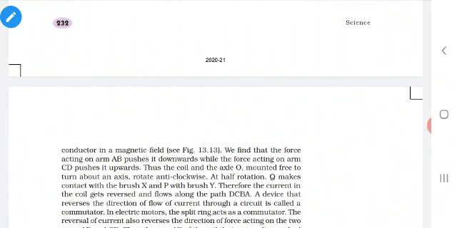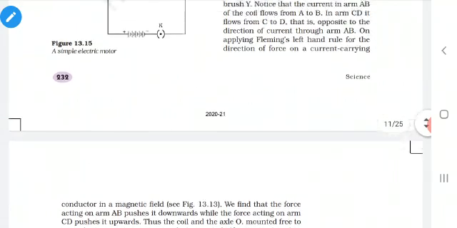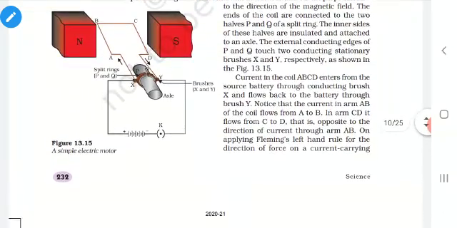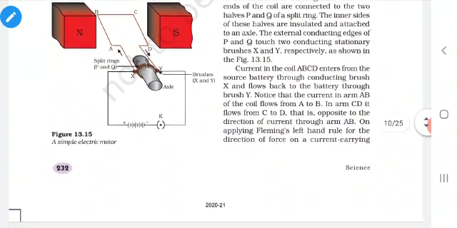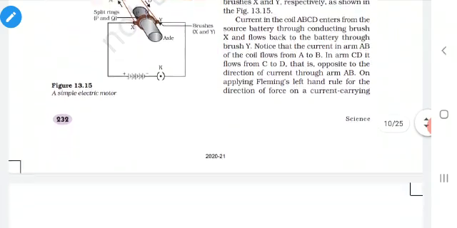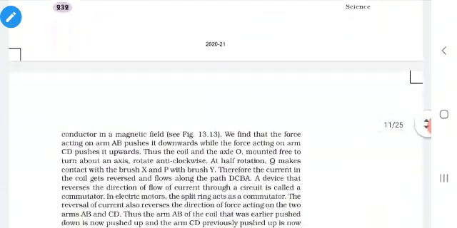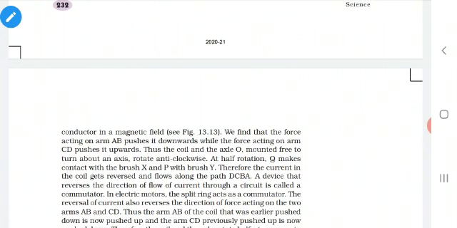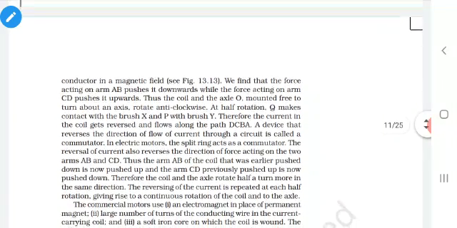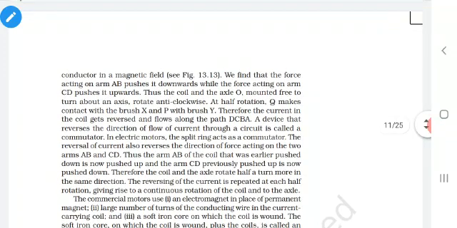Listen, children. As we switch on the battery, the current flows inwards in arm AB and outwards in arm CD. Now let us apply Fleming's left hand rule. We stretch our thumb, forefinger and middle finger perpendicular to each other. We already know that the magnetic field is always from north to south.